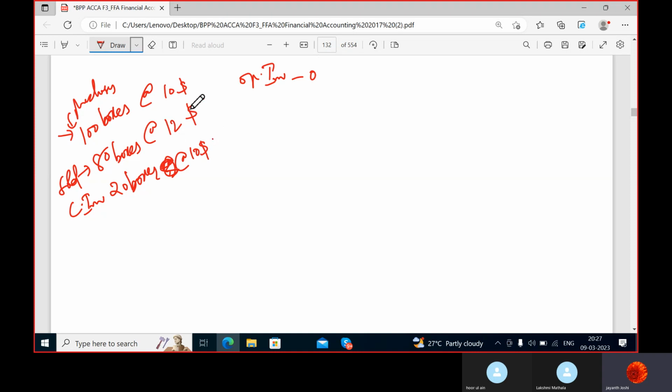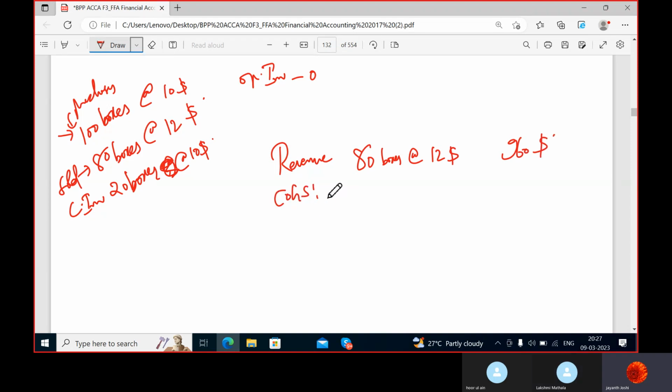Now, if I want to calculate my profit, what will be my COGS? You understand here. So I will take revenue. Should I take revenue for 100 boxes or 80 boxes? I sold 80 boxes, so I'll take for 80. Revenue, 80 boxes at the rate of $12. So $960, correct? Then I'll take COGS.